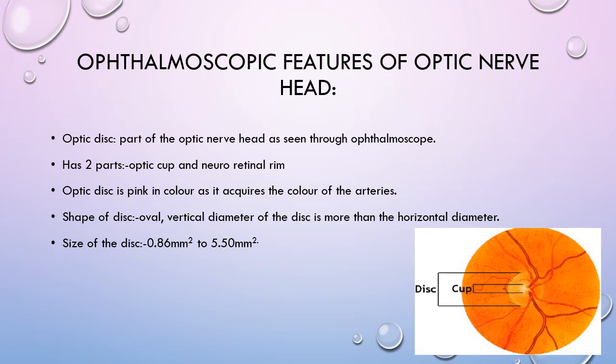Shape of the optic disc varies, but generally it is oval. Vertical diameter of the disc is more than the horizontal diameter. So the cup is vertically oval. Vertical diameter is more than the horizontal diameter, and the size of the disc is about 0.86 square millimeter to 2.5 square millimeter.